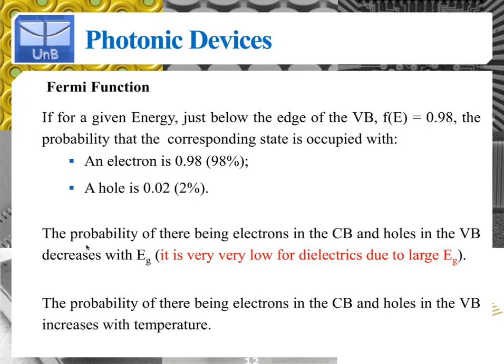Now, a few more things. The probability of there being electrons in the conduction band and holes in the valence band decreases with Eg, the gap energy. So it will be very low for dielectrics. For small band gap semiconductors, it tends to get larger.